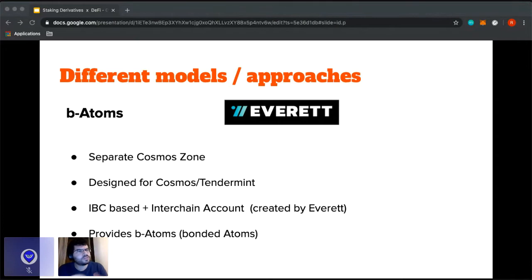In order to do this, this solution is based on IBC, and they also invented the interchain account, which is an account that allows you to control a Cosmos Hub account from a different blockchain, from their zone, for example.